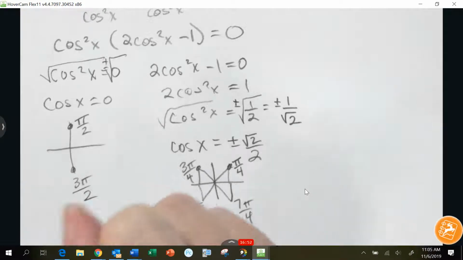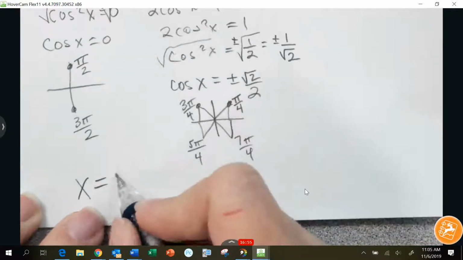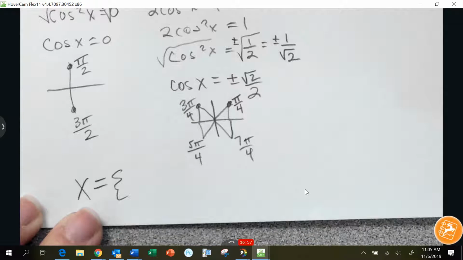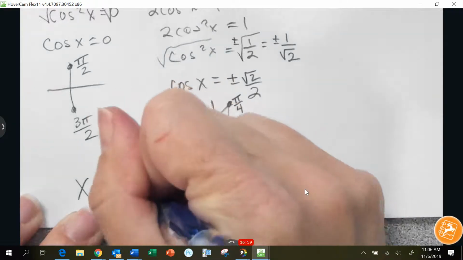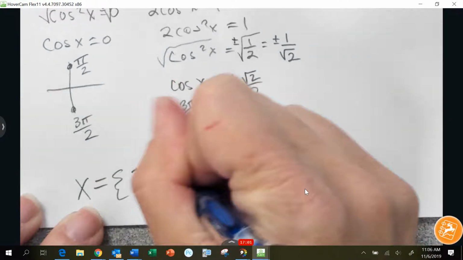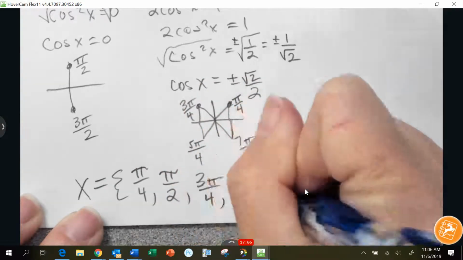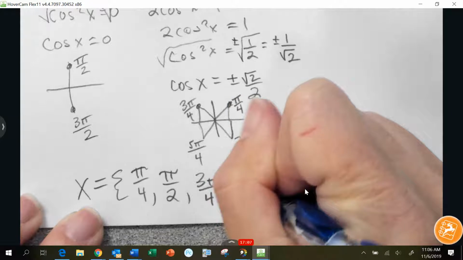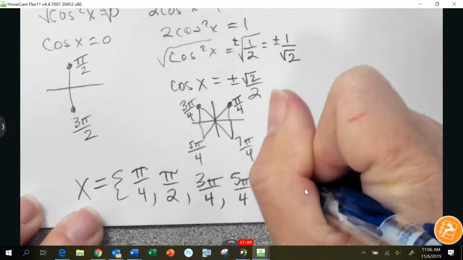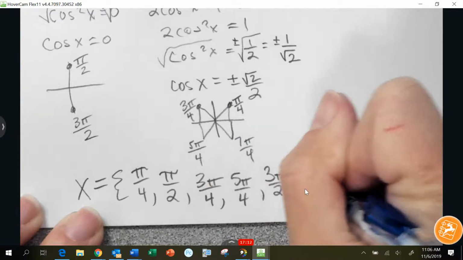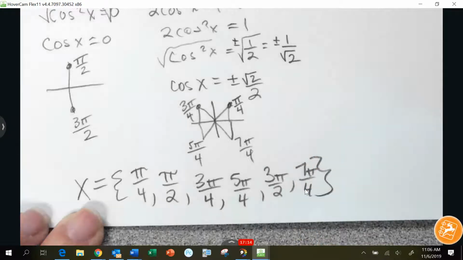So we're going to have x equals, what's the first one? Pi over 4. Then what comes next? Good. Then we've got 3 pi over 4. Then we've got 5 pi over 4. 3 pi over 2. 7 pi over 4. How do I know that I did it right?